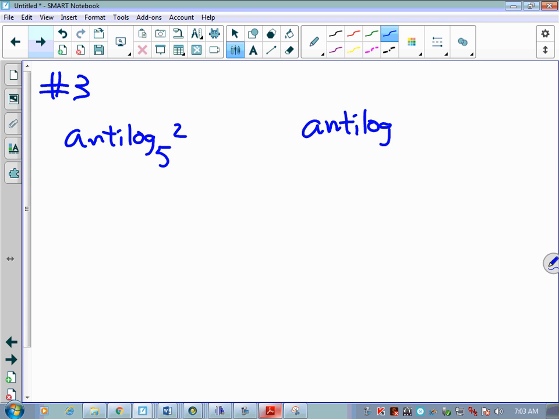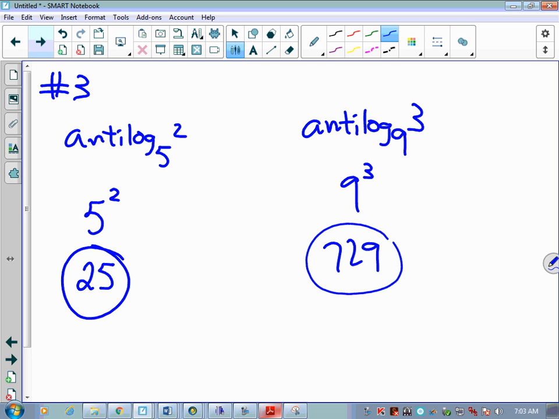Let's see, is it base 9, 3? All right, so this becomes this, which should just be 25. This should become this, which is a little bit more. 9 to the third is 729. Let's check our answers there. 3, 25, and 729 are correct.